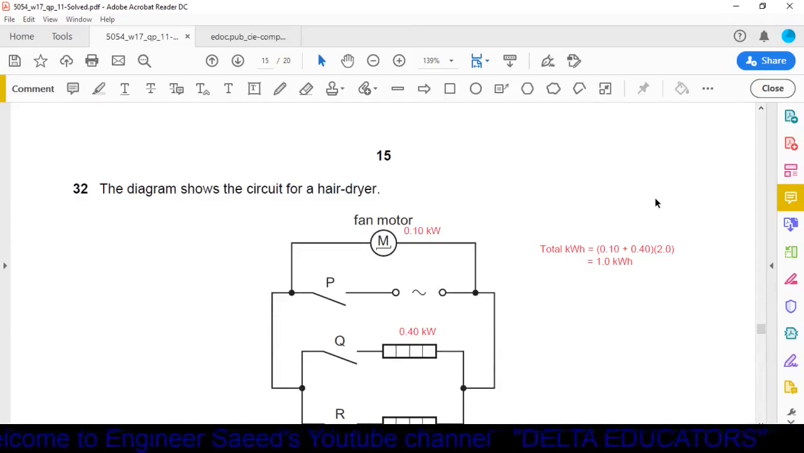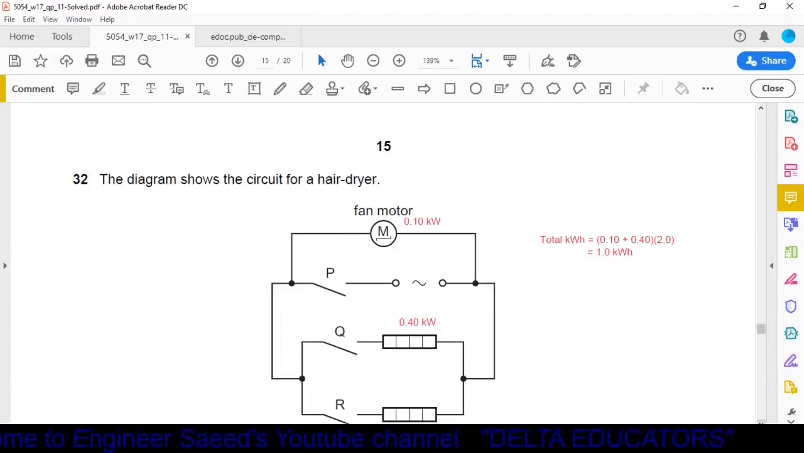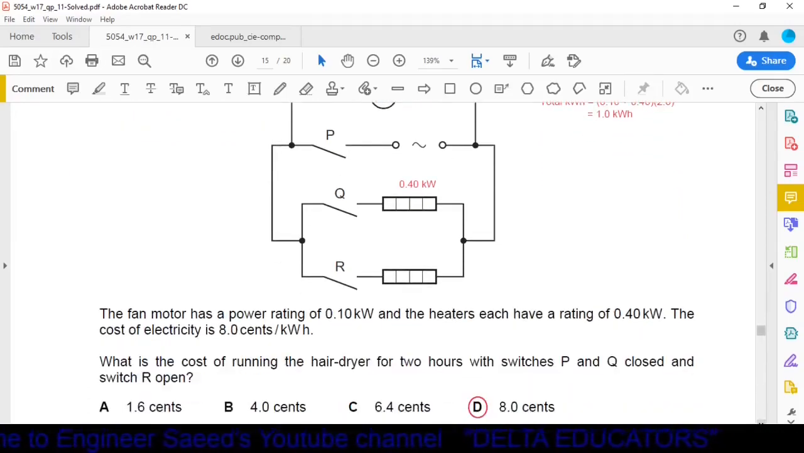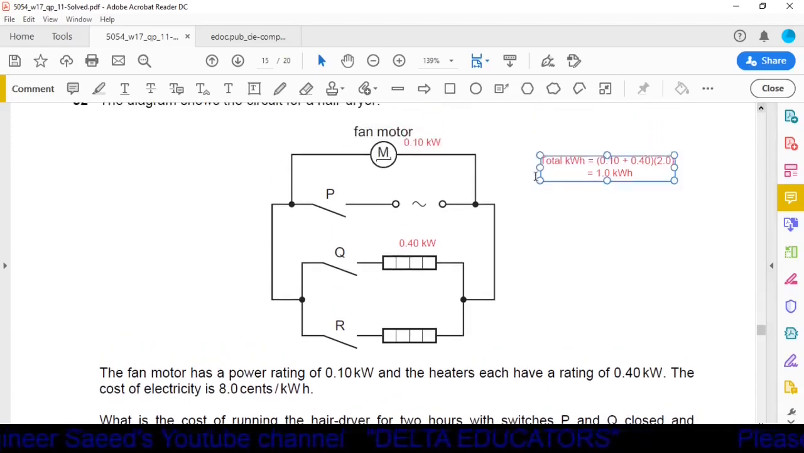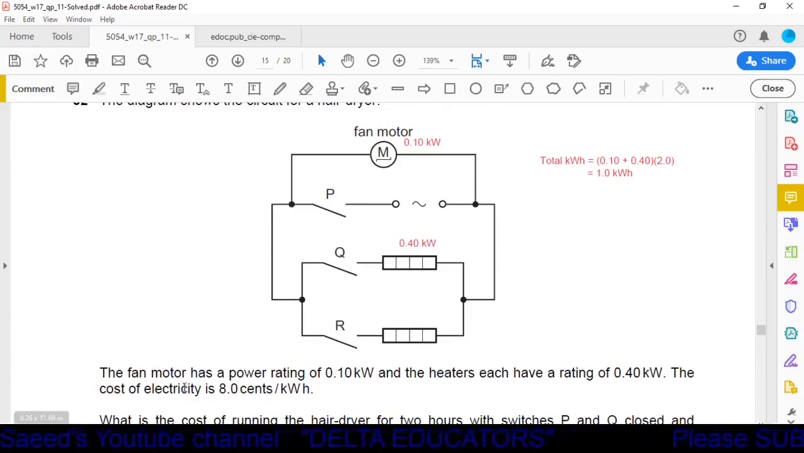Question number 32. The diagram shows the circuit for a hair dryer. The fan motor has a power rating of 0.1 kilowatt and the heaters each having a rating of 0.4 kilowatt. The cost of electricity is 8 cents per kilowatt hour. Okay, here we have one fan motor. Its rating is 0.1 kilowatt and two heaters each having a power rating of 0.4 kilowatt. And it is given cost of electricity is 8 cents per kilowatt hour.